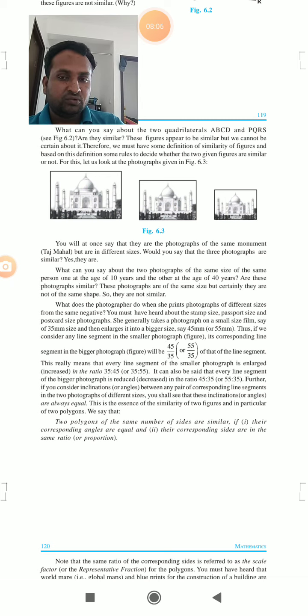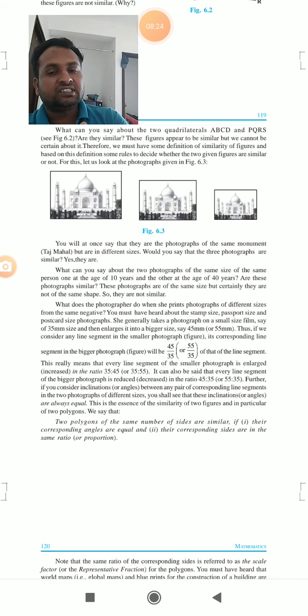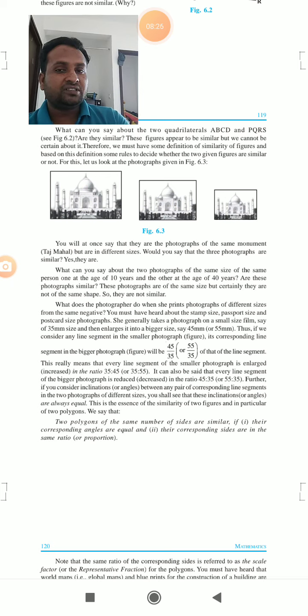When can you say that two polygons are similar? Two polygons of the same number of sides. If two polygons are similar, both should have the same number of sides. If one polygon has 3 sides and another has 4 sides, we cannot say that both are similar. So both polygons should have the same number of sides. Two polygons of the same number of sides can be similar.